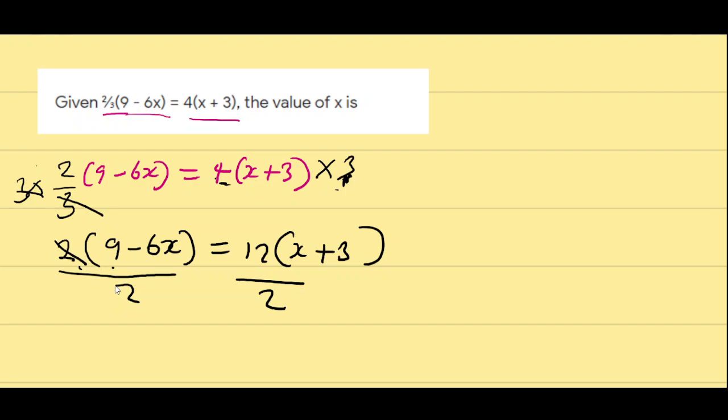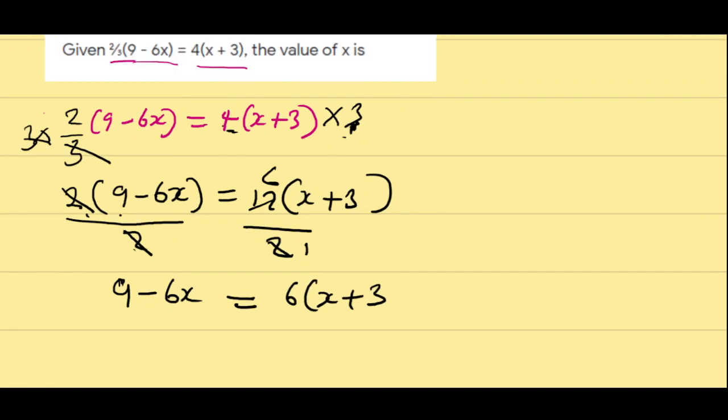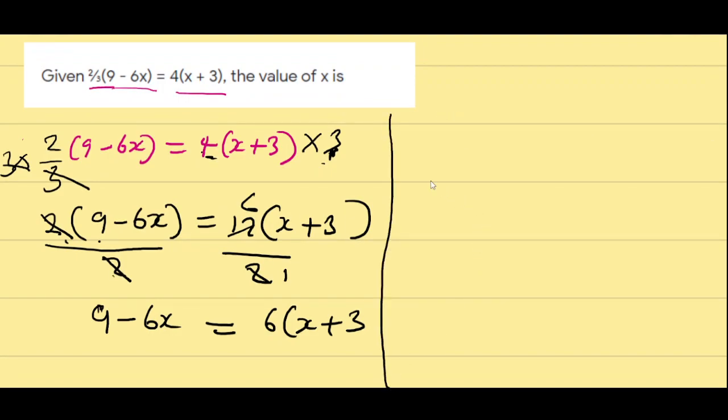When you see a way to make your life easy, you do it. So 2 here is 1 and 2 here is 6. What that brings us to is that 9 minus 6x is equal to 6 times x plus 3. I think that is quite better for us. So let's do the line here and continue from here.